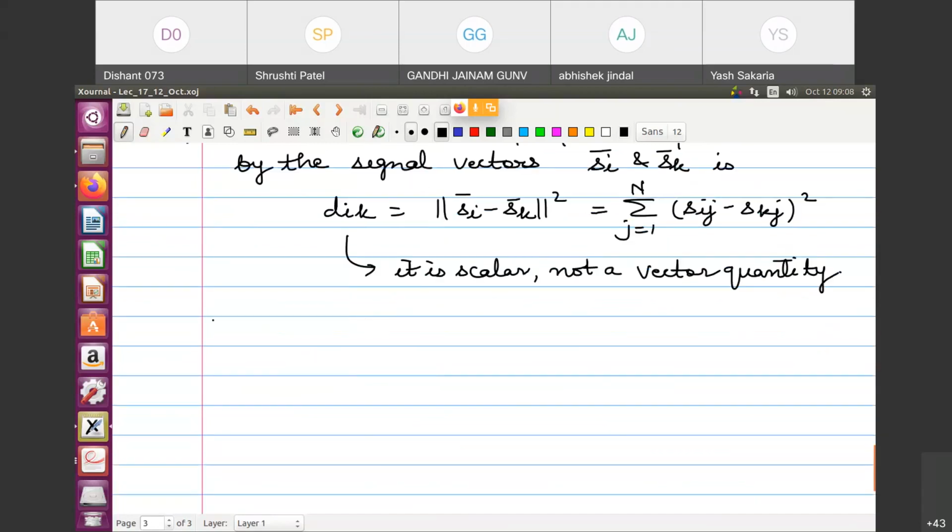Now another important thing to define is the cosine of the angle between the vectors. Okay. So the cosine of the angle between vectors.